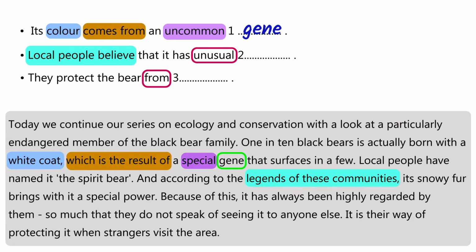Its snowy fur brings with it a special power.